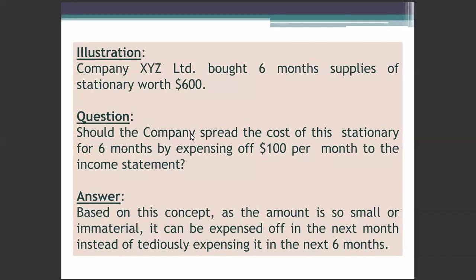the evidence indicates that this is a one-time purchase, whether I buy it for 6 months' supplies or for 1 month's supplies. The supplies which I purchase just belong to the supplies.